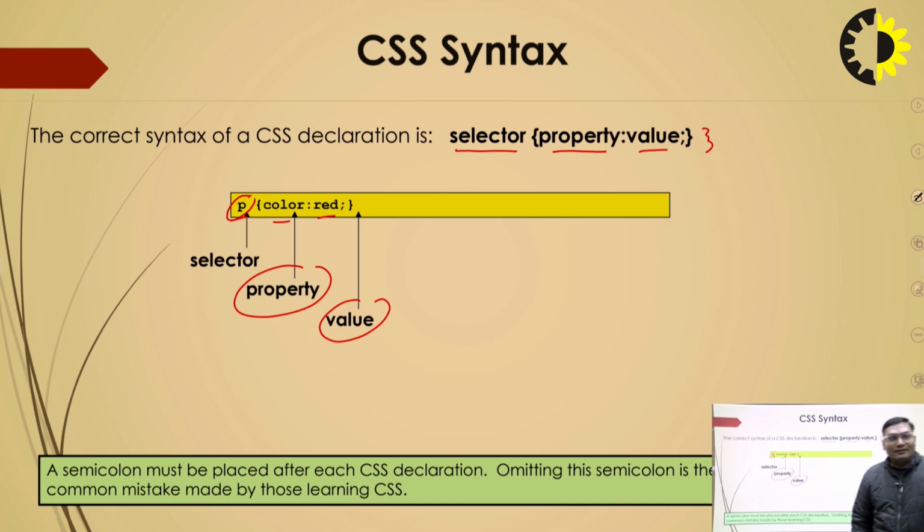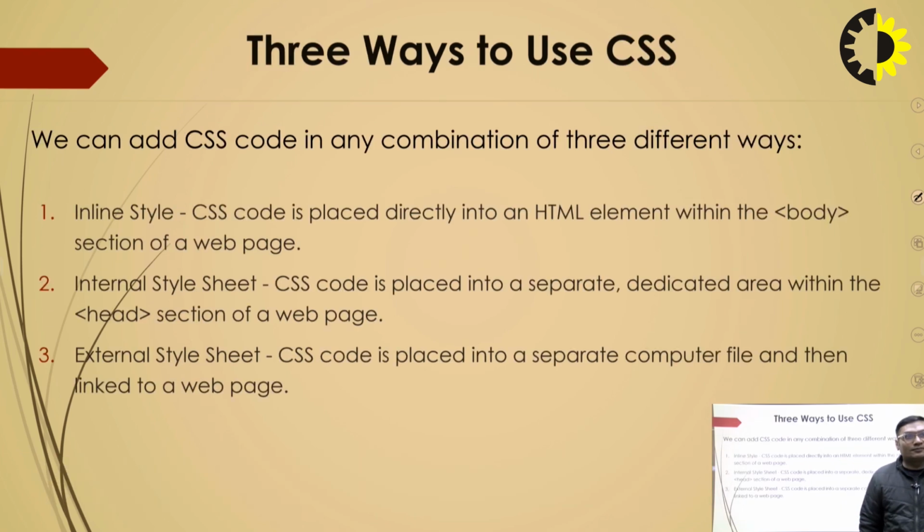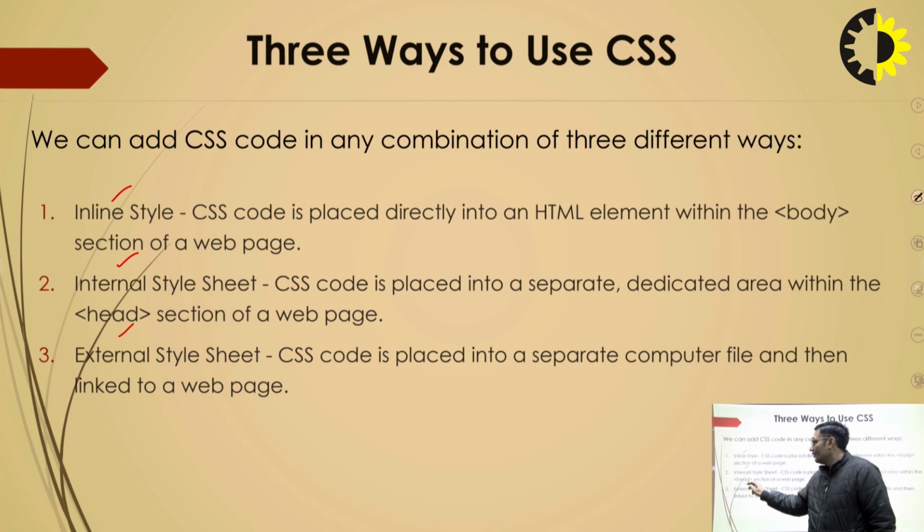Semicolon must be placed after each CSS declaration, and if we do not place the semicolon, then the rule will not be effective on HTML. This is the common mistake that a person generally makes when learning CSS. A CSS rule can be applied in three ways: inline, internal, and external.